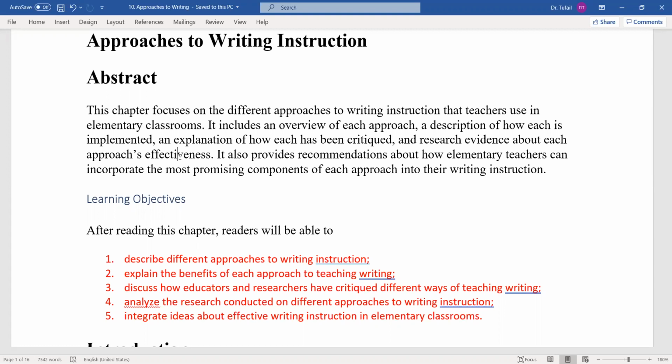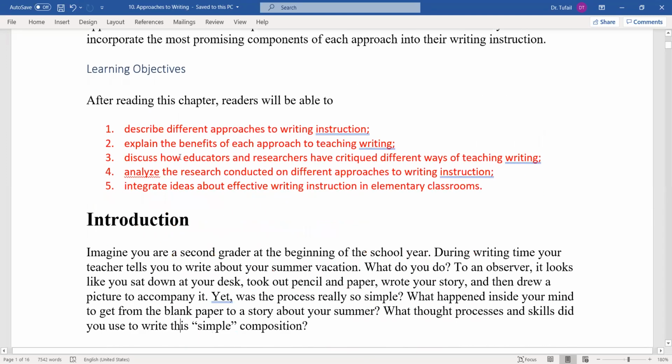We would also talk about how various researchers and educators critique, evaluate and analyze each approach, what the outcomes of the research are, and to what extent each approach is relevant and appropriate in our context, and where we could use it to teach our students. So let us begin with this.